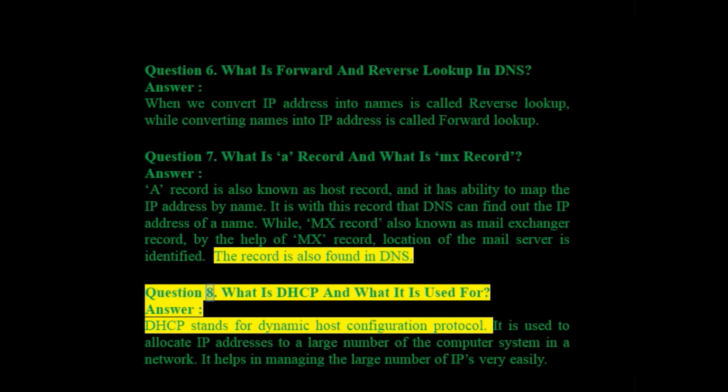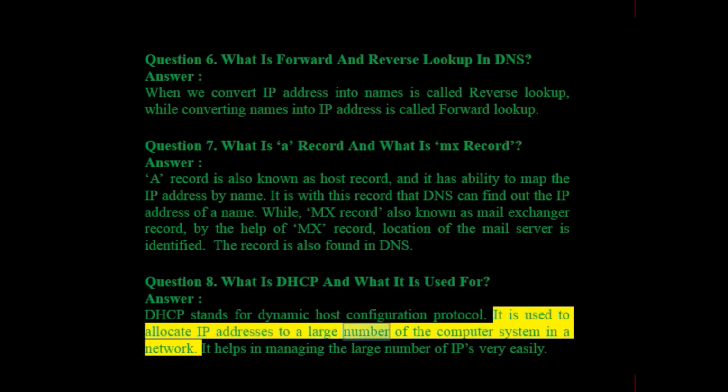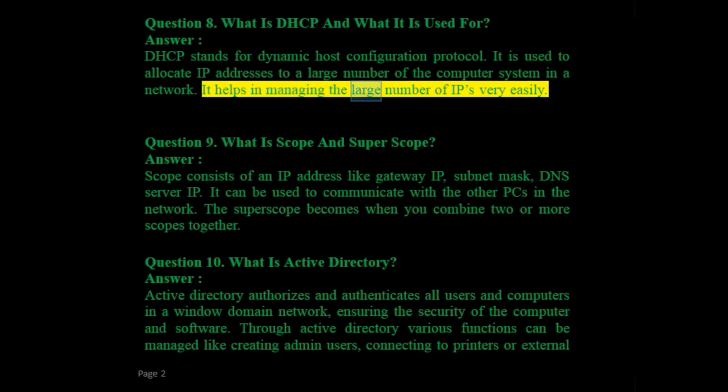Question 8. What is DHCP and what is it used for? Answer: DHCP stands for Dynamic Host Configuration Protocol. It is used to allocate IP addresses to a large number of computer systems in a network. It helps in managing a large number of IPs very easily.